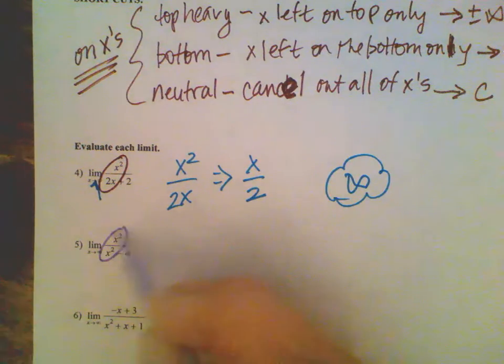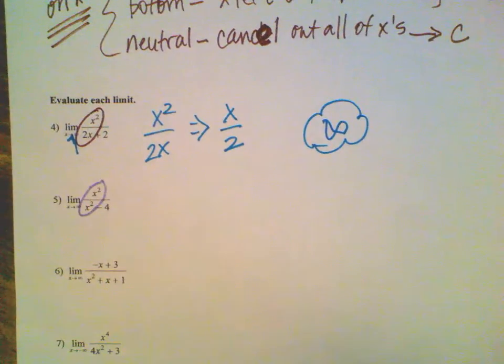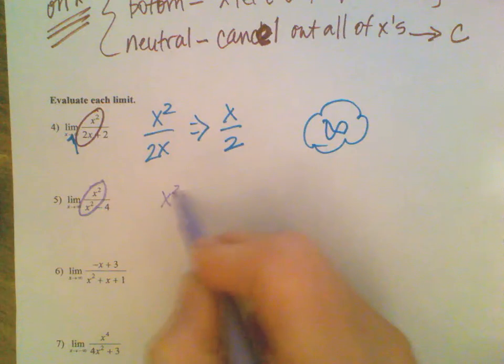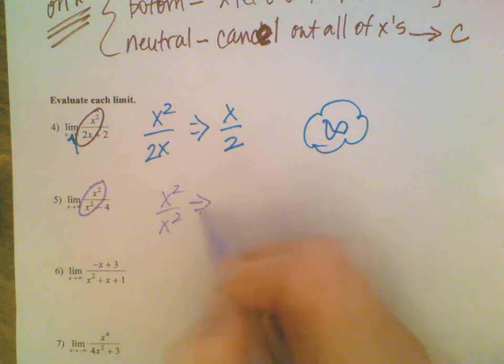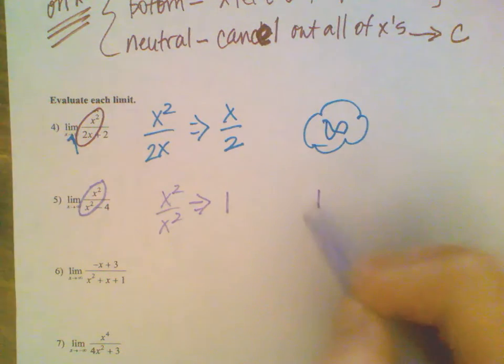Okay, so then I'll go here. Here's my problem. I isolate it. I do x squared over x squared. I reduce it. This reduces down to 1. Therefore, my limit is 1.